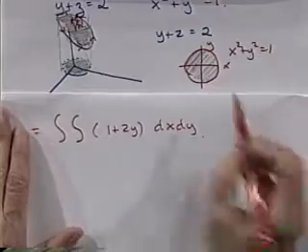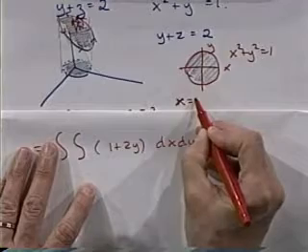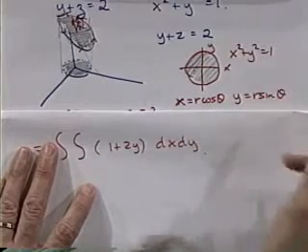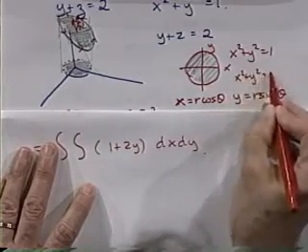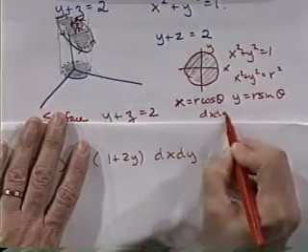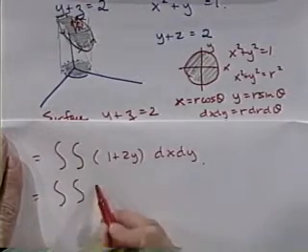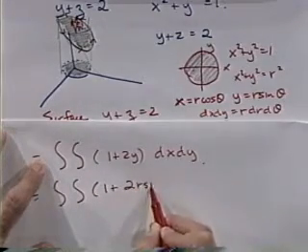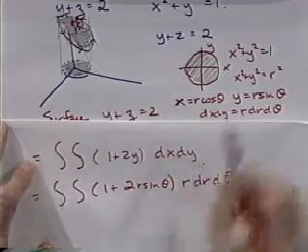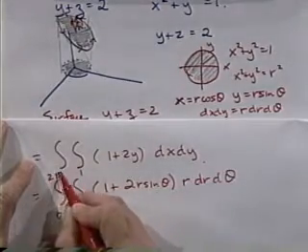But let's see, I'm going to integrate over that circle, so I'm going to replace x with r cosine theta, y with r sine theta, x squared plus y squared with r squared, and dx dy with r dr d theta. And so this becomes the integral of 1 plus 2r sine theta, times r dr d theta. What's r ranging from? From 0 to 1. And theta goes from 0 to 2 pi.